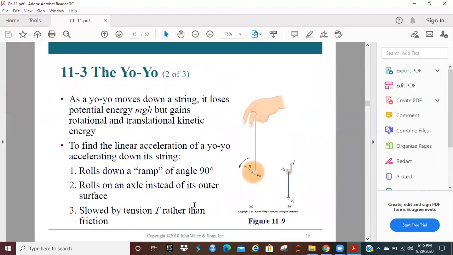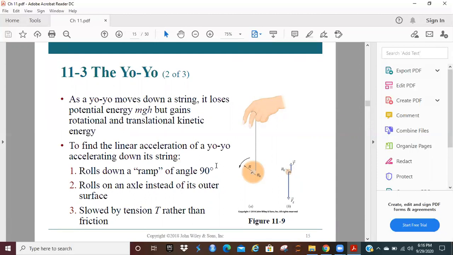So now let us consider the yo-yo. As a yo-yo moves down a string, it loses potential energy because its height is decreasing, but it does gain rotational and translational kinetic energy. So if we're going to find the linear acceleration of a yo-yo accelerating down its string, we're going to look at this as if it rolls down a ramp of angle 90 degrees.